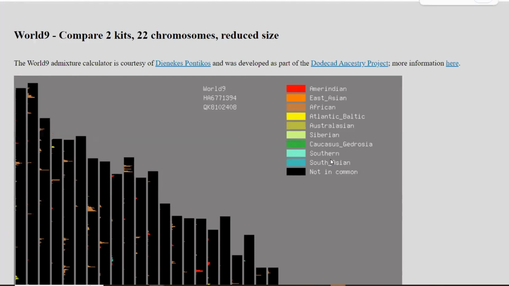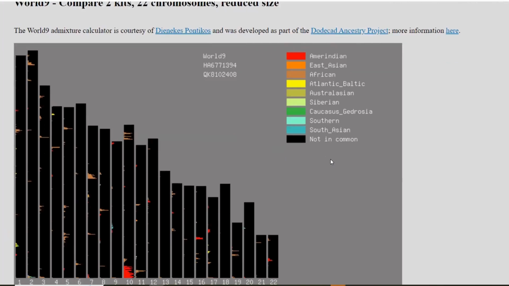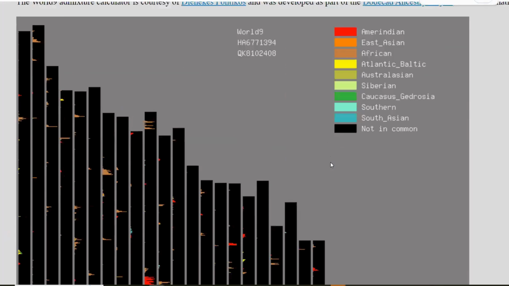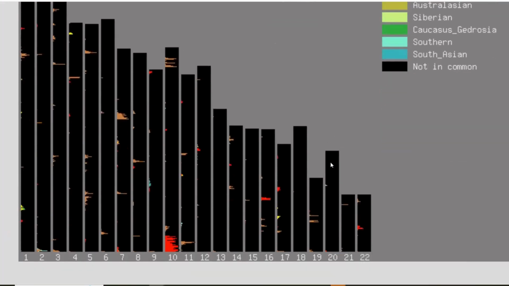How interesting. You see the red? That's me. Look at all that red. That's indigenous, Amerindian. Okay, you have a lot of indigenous, my girl, because I know people that are registered in Native American tribes that have less than you do. They got little dots like the top one, but that big glob at the bottom on chromosome 10, they would pray that they could see that.